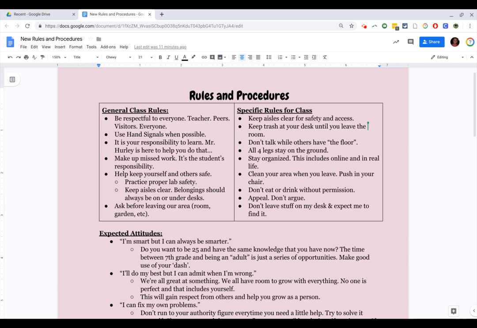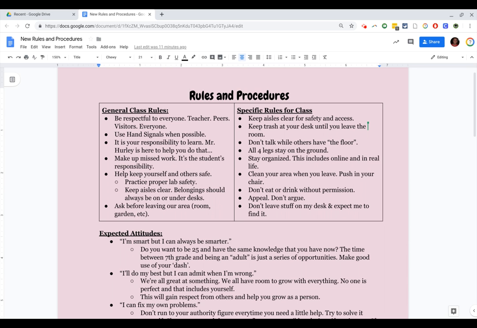So, specific rules for class: keep the aisles clear. We kind of said that. Keep trash at your desk until you leave the room. That's something that maybe you don't do in other classes, but there's no need for you to get up every time you have a small piece of paper to throw away. Just leave it on your desk. You have a huge desk, so you have plenty of room. Just keep it to the side. Put it in your pocket whenever you're walking around. You're welcome to throw it away at that point, but don't get up just to throw stuff away.